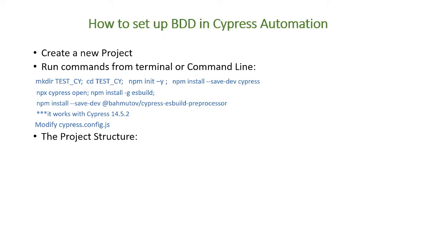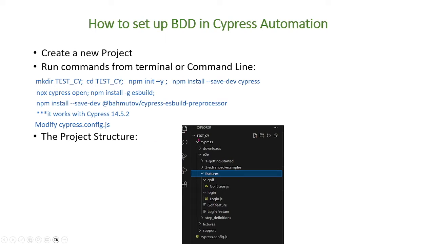Project structure. Here is the project name and directory. Install Cypress under the E2E folder. Add a features folder, and here are two subfolders, golf and login. Put the JS file in a subfolder. Then create a golf feature file and a login feature file.